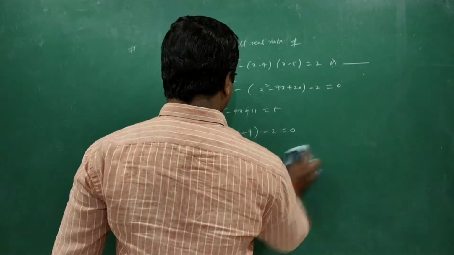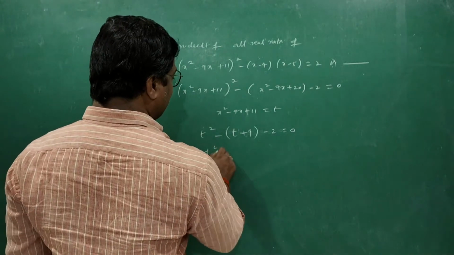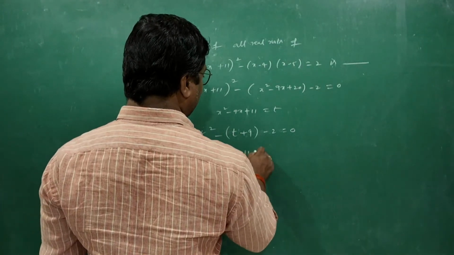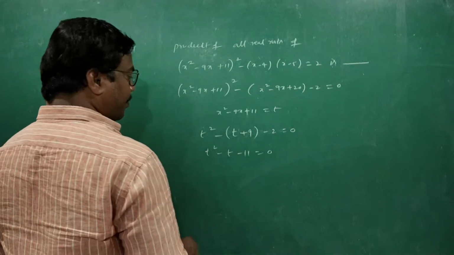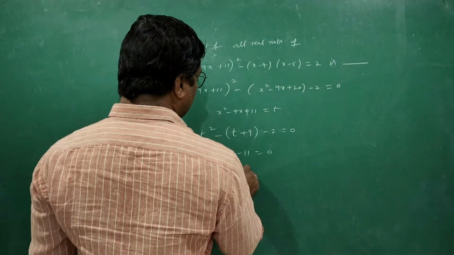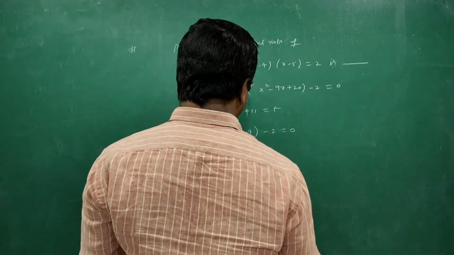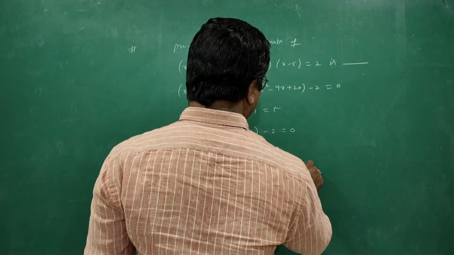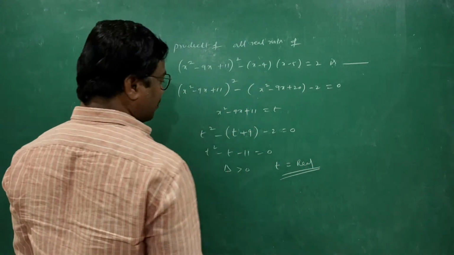Okay, now it is t square minus t minus 11 equal to 0. b square minus 4ac, discriminant more than 0. So t values are real values.